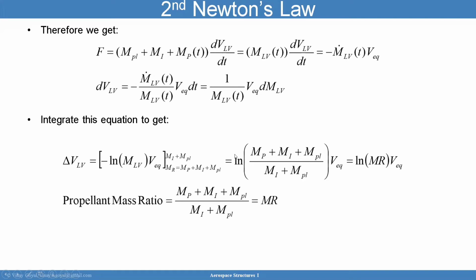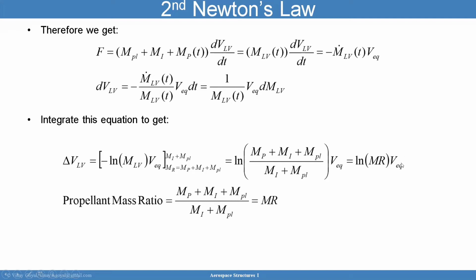And so you can see here this logarithm. And notice if I had no propellant, then this is 1, and you get 0 for change in velocity, which makes total sense. I need propellant to make this work. You definitely want to have as much propellant as you can to make this vehicle work. And notice how this becomes MR. This right here is called the propellant mass ratio, so I call that MR. And so the change in velocity of the launch vehicle equals the natural log of the propellant mass ratio times the equivalent velocity.